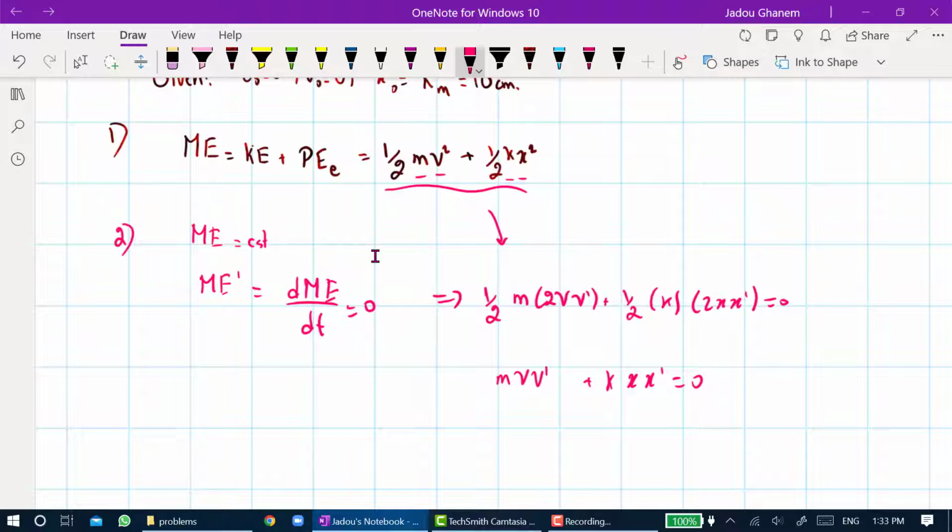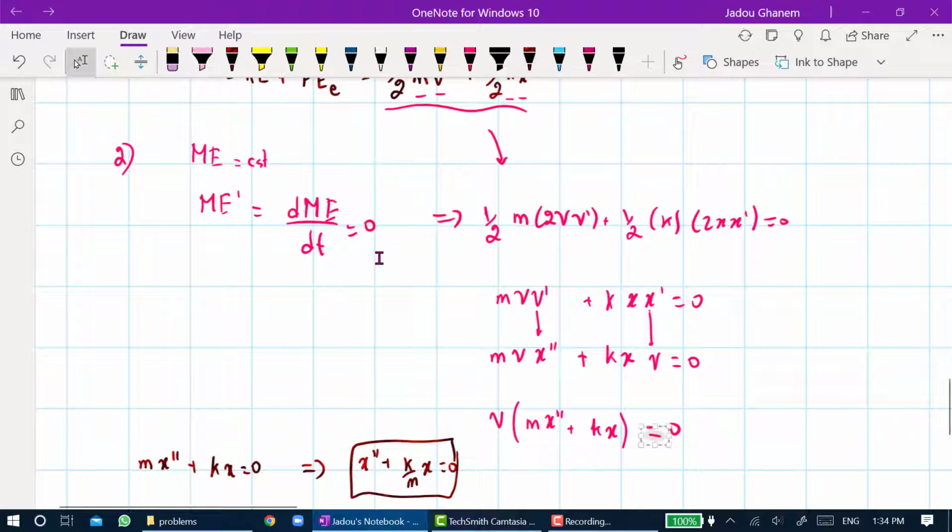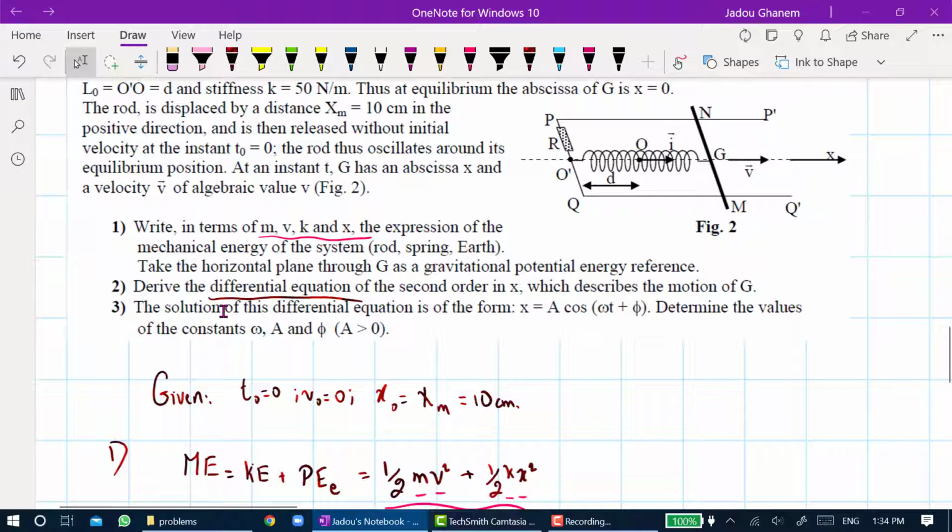Now we can just remember that v prime is equal to x double prime, and we can write m v x double prime plus, we can continue with the other part, which is k x. Concerning x prime here, forget about this arrow, x prime, which is v, and it's equal to 0. Now we can take v as a common factor, it will be v times m x double prime plus k x equal to 0. Sure, the velocity is different than 0, then the expression will be m x double prime plus k x equals 0. Divided by m, the result will be x double prime plus k over m x equals 0. That's the answer. So once they ask for a differential equation, that's what you have to do.